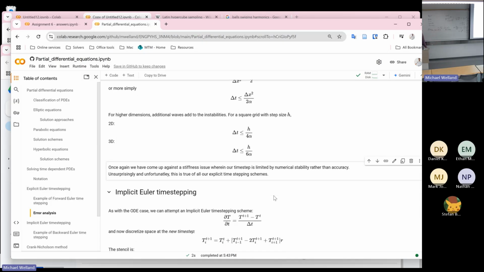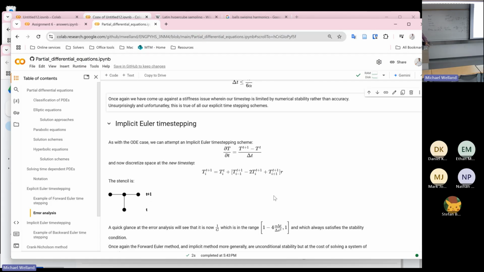Once again, what this means is that we've come up against a stiffness issue where our time step is limited by numerical stability instead of accuracy, right? And this is the problem, but it's actually a pretty nice expression, right? It's not like a nebulous, oh, that thing is stiff. No, it's stiff, but it's according to this, right? But we'll come back to that in the summary.